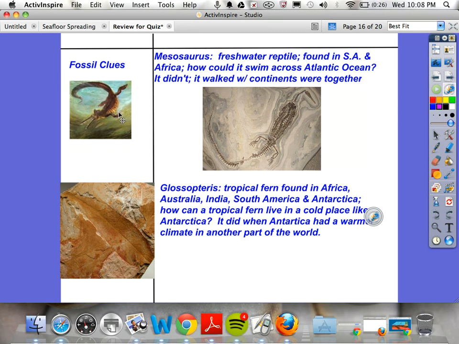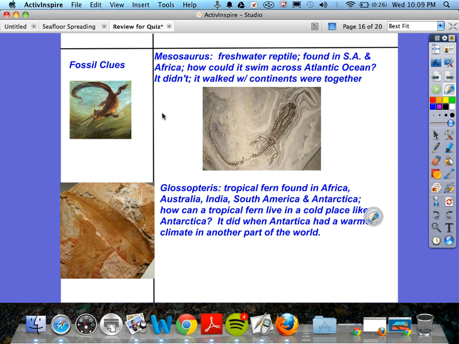One of the most important fossils that was used to support the theory of continental drift is the fossil of a reptile called Mesosaurus. It was a freshwater reptile, and its fossils were found in South America and Africa. Wegener used it as evidence because he said a freshwater reptile could not have swum across the Atlantic Ocean. And therefore, his theory that the continents were together and that the reptile walked across the land was evidence that the continents were once together.